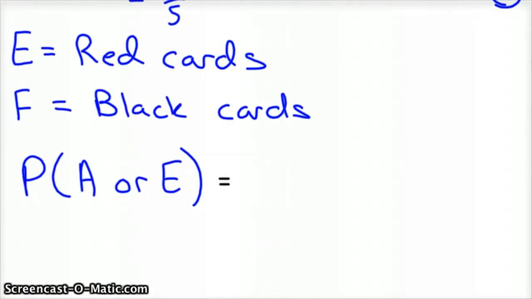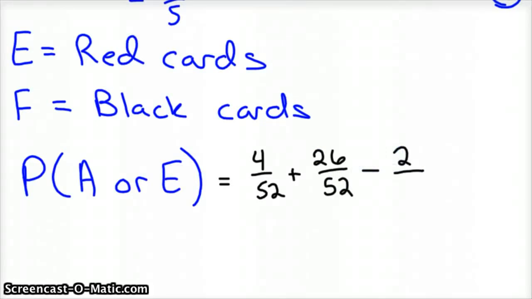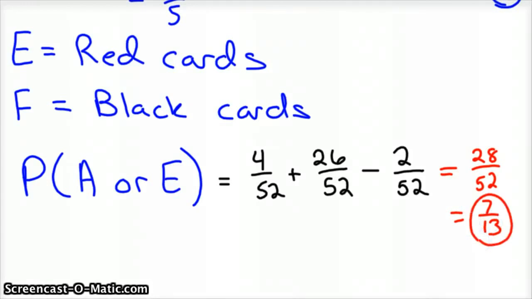So it would look like this. Probability of an ace is 4 out of 52, plus the probability of a red card, which is 26 out of 52, minus the ace of hearts and the ace of diamonds, which are red, minus 2 out of 52. And so this is 28 out of 52. And that reduces, you can take a 4 out again, so that would be 7 over 13. So we've got just a little bit more than a 50% chance of drawing an ace or a red card.